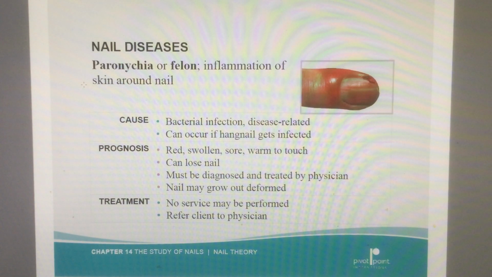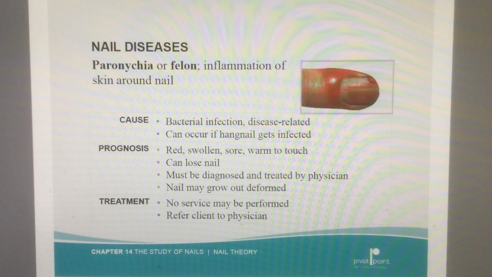Paronychia or felon is inflammation of the skin around the nail. The cause is bacterial infection, and you can see that pus forming right in through here, and look at that, just throbbing and redness right in through that area. The prognosis is it can occur if there's a hangnail, or if a hangnail gets infected. So like, let's say if you are using unsanitary tools and you cut your client, when you cut a little too much and create a hangnail, then there's a good chance that you may actually cause that infection if you're using unsanitary tools.